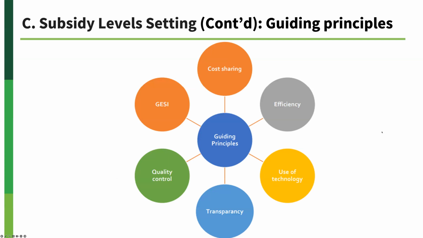So this is the guiding principle. Whenever you are setting the subsidy, you have to make sure that the beneficiaries, both demand and supply side, understand that the product won't be fully paid. This is under cost sharing. And of course, for efficiency, whenever you agree, you have to process in an efficient way. You have to be so fast in responding and in addressing.